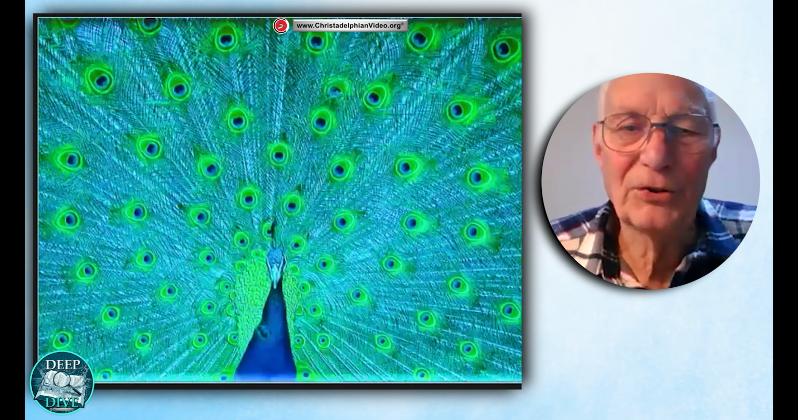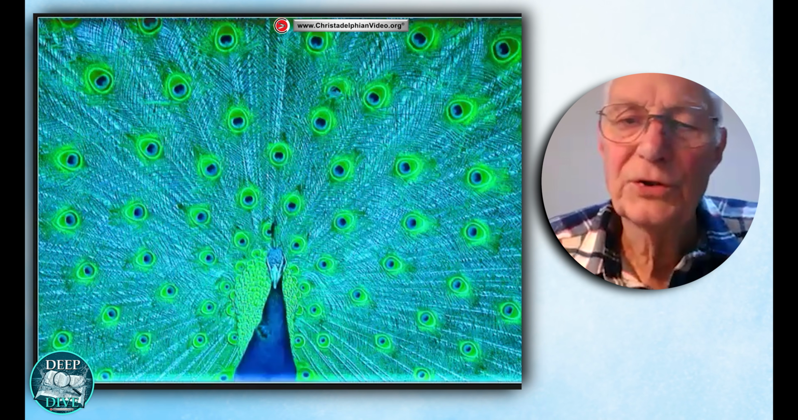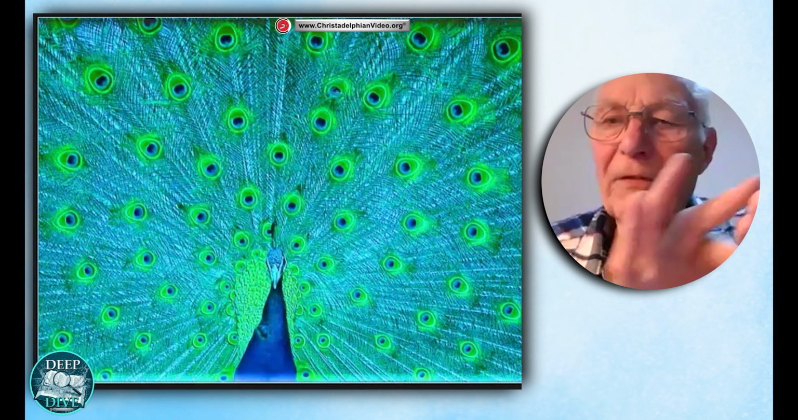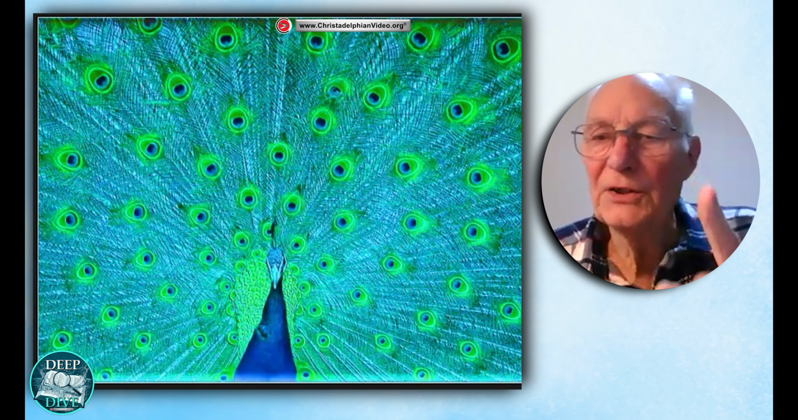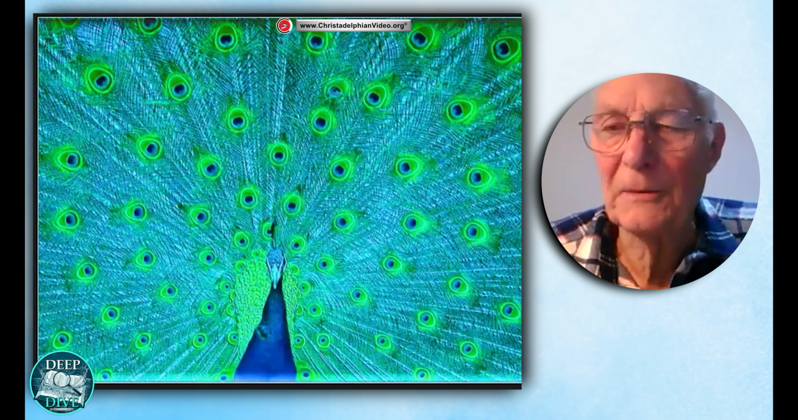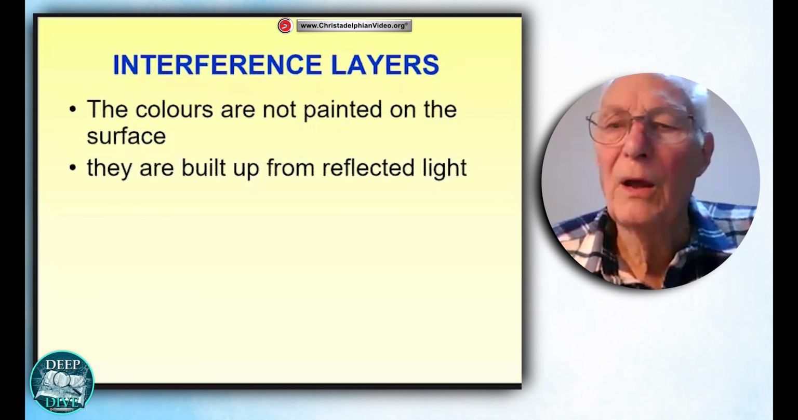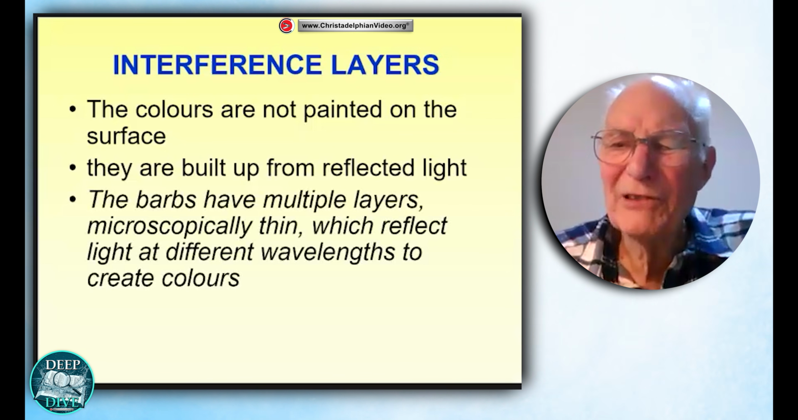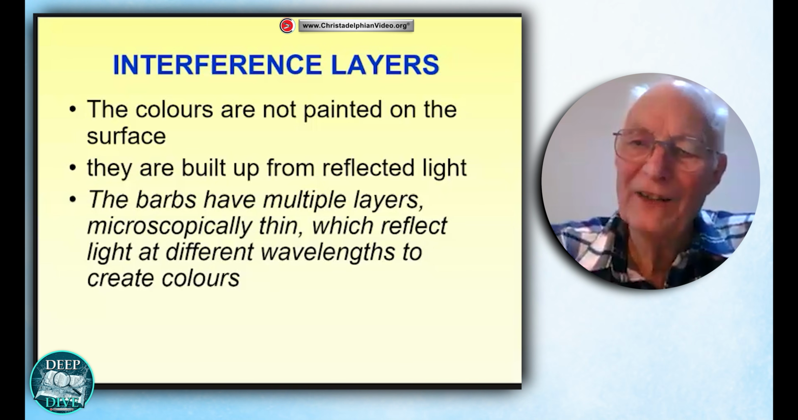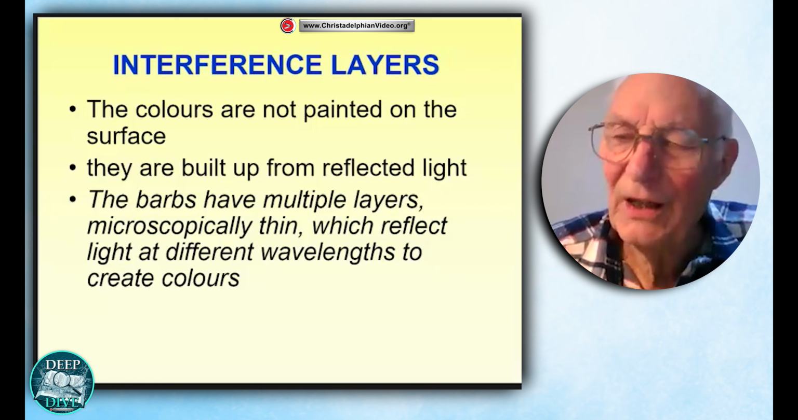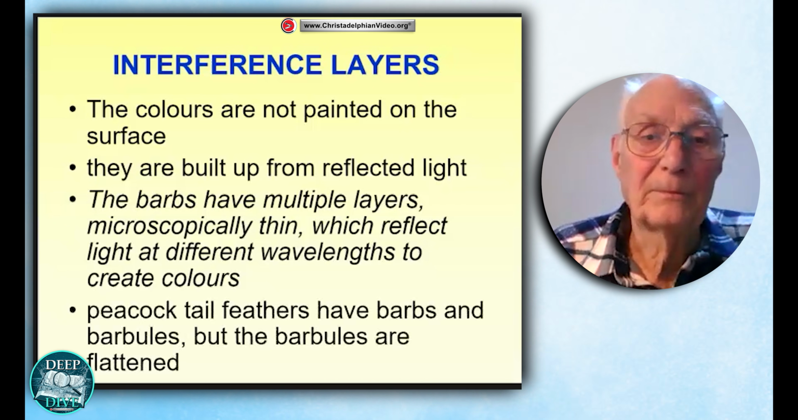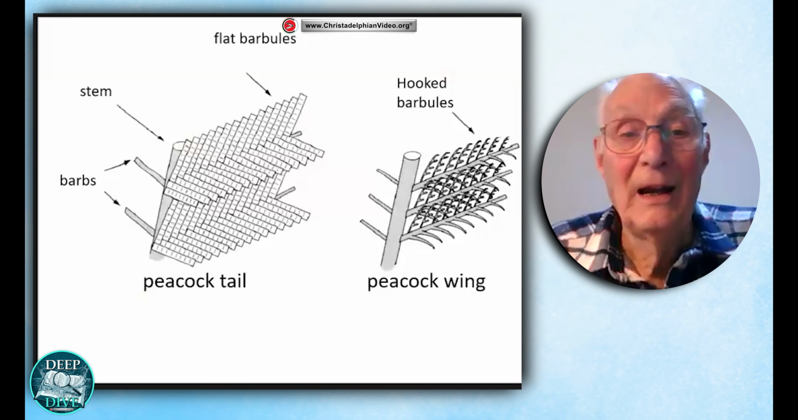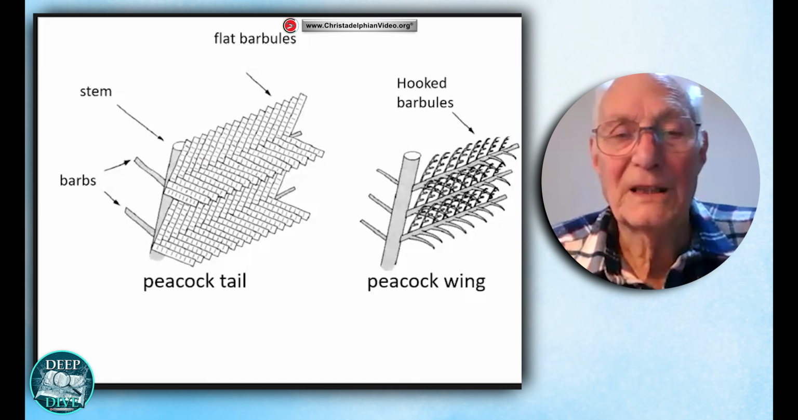Now, when we think of the peacock's tail, those colours that you see there are not painted on the surface of the feather. No. Those colours are built up from reflected light. The barbs on the tail of a peacock have multiple layers, microscopically thin, which reflect light at different wavelengths to create different colours. They still have barbs and barbules, as usual, but in fact they're much more flattened on the tail than they are on the wing, as you can see in this picture here.